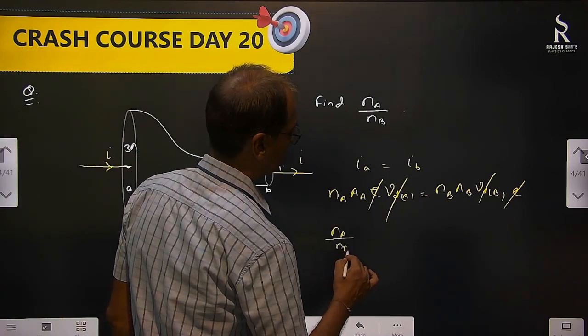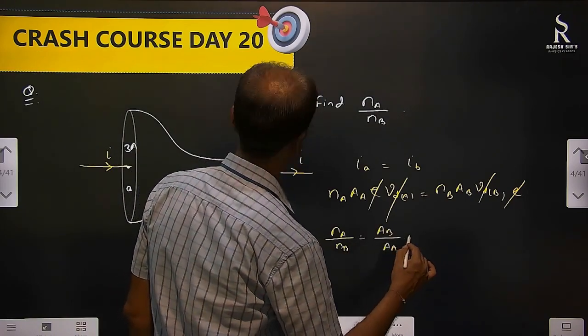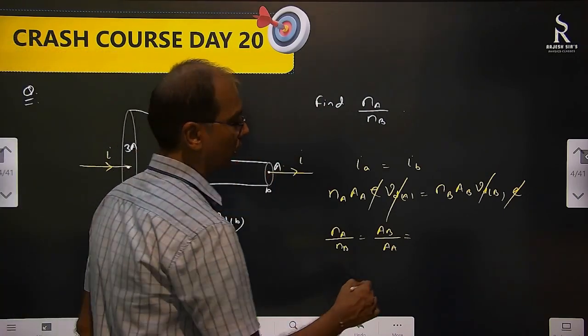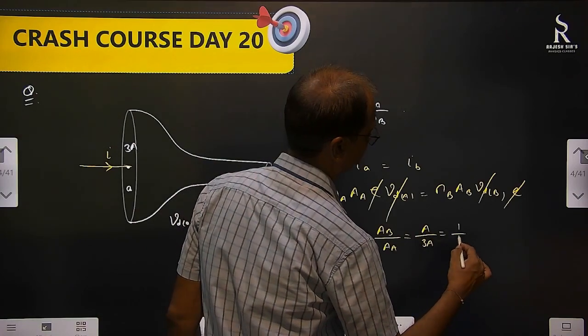That's it. N_A by N_B equals area of B by area of A. Area of B is given as A and area of A is given as 3A. So A by 3A, that is 1 by 3. This is the answer to this question.